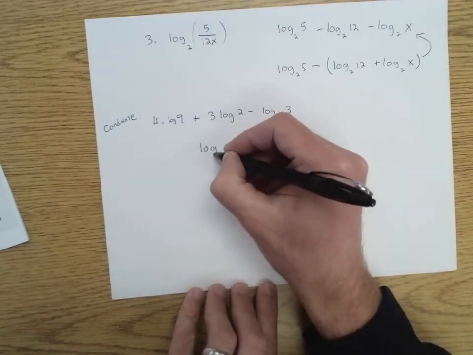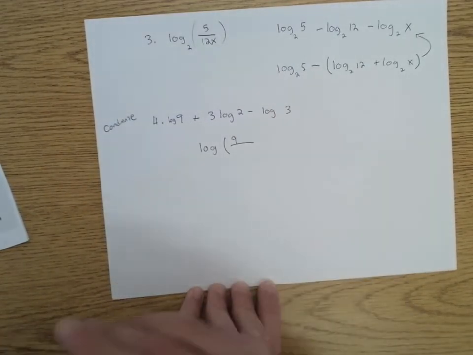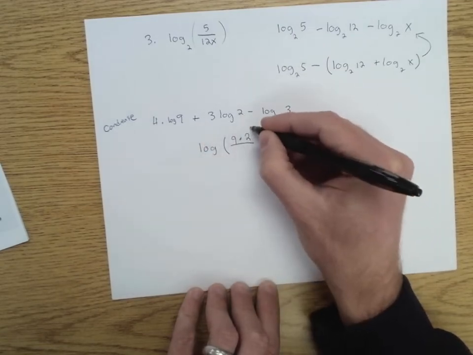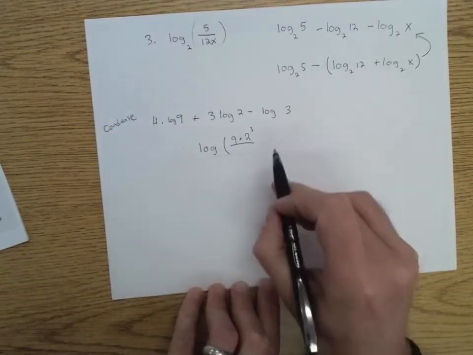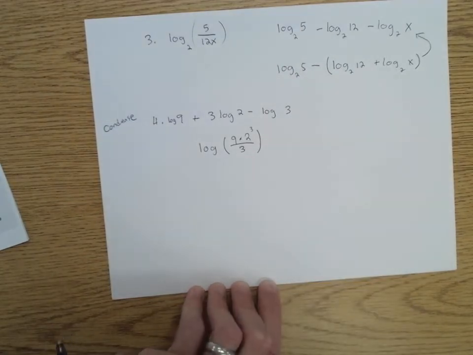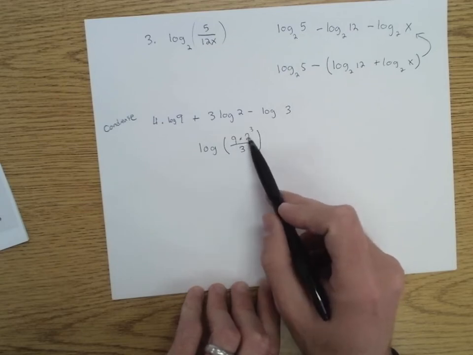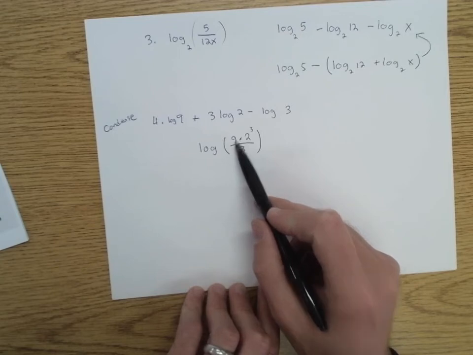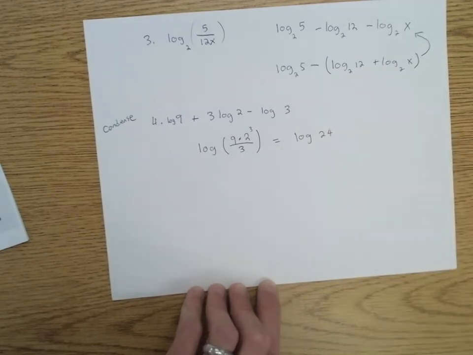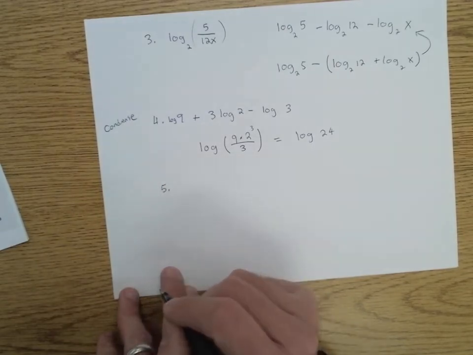So I'm going to have log of 9 in the numerator, and then times, also in the numerator, this is going to become 2 to the power of 3, and then the subtraction is going to go in the denominator. So that's initially how we're going to set this up. And then go ahead and work this out as much as you can. So 2 to the power of 3 is 8, 8 times 9 is 72. 72 divided by 3 is 24. So your final answer here would be log of 24. Now, of course, if you had a variable, you wouldn't be able to simplify it all the way to just one exponent.